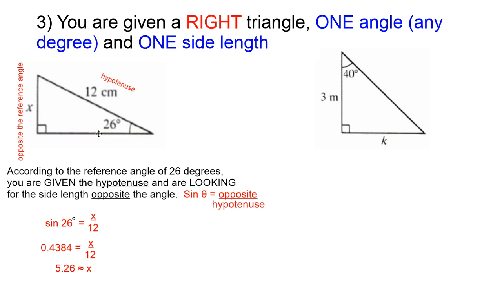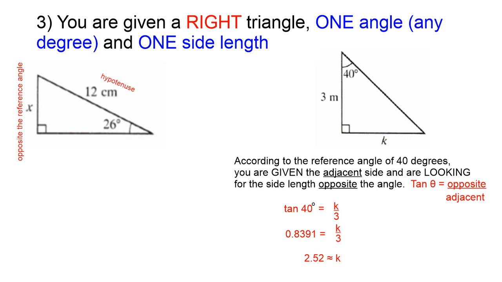So if you think back on your SOHCAHTOA, sine is equal to the opposite divided by the hypotenuse. So in that case, you'll use sine, and this is always how you'll set up your ratio. The opposite is always going to be divided by the hypotenuse in this situation. So you use your calculator to find out what the sine of 26 degrees is. Now it's just algebra. Multiply both sides by 12, and you get that x is approximately equal to 5.26.